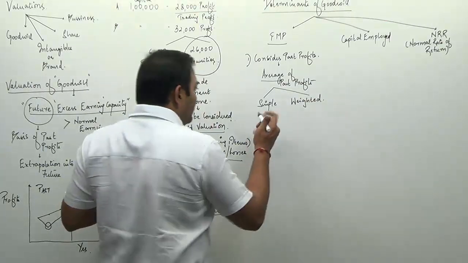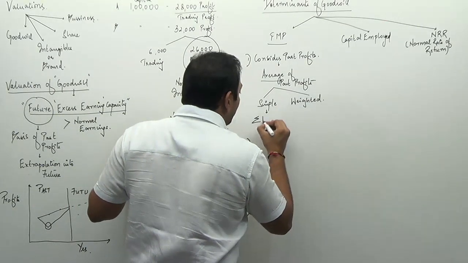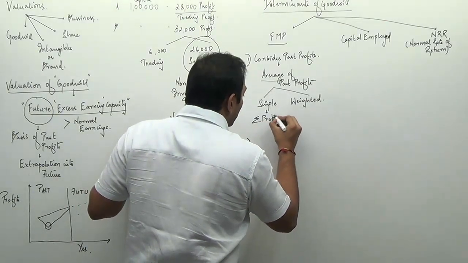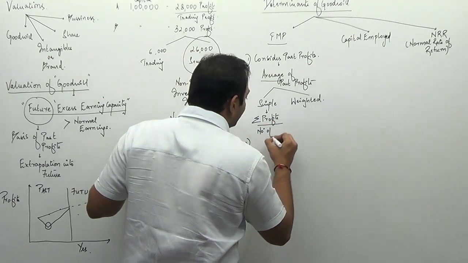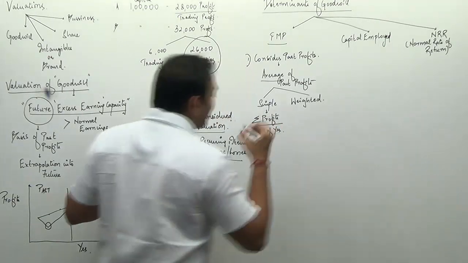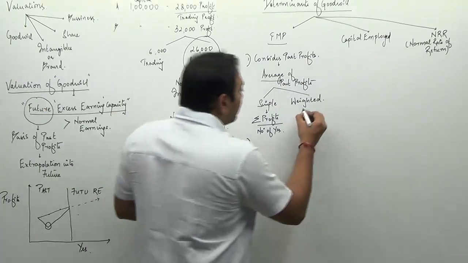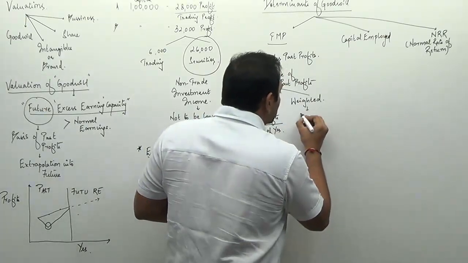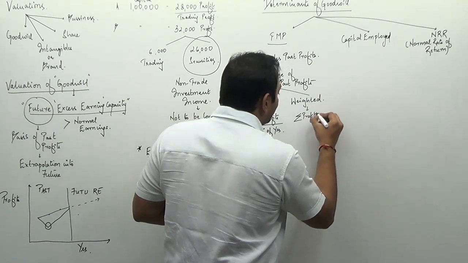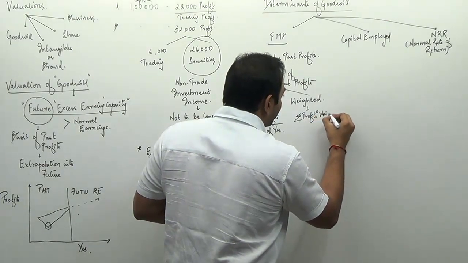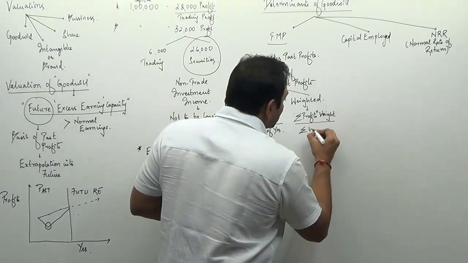Whenever I'm talking about simple average, then I'm talking about the sum of all profits divided by the number of years. So I have 3 years, so add 3 years' profits and divide by 3. Weighted average profits: sum of profits into weight, divided by sum of weights.